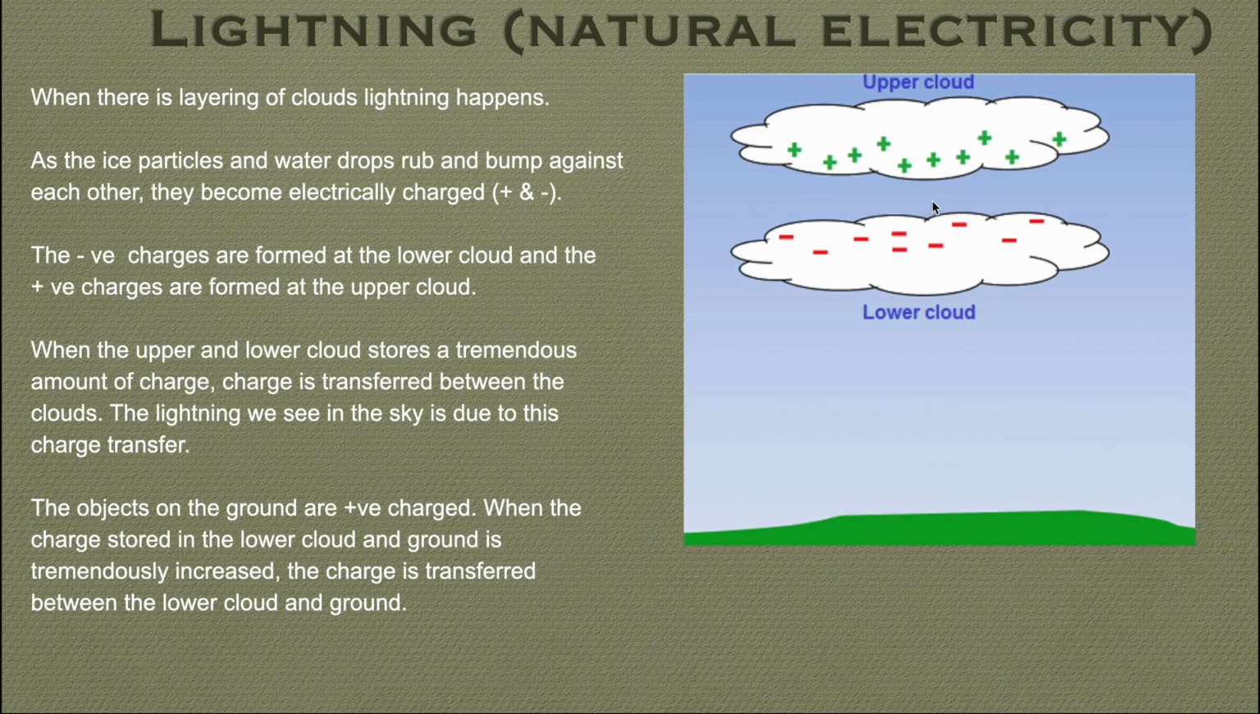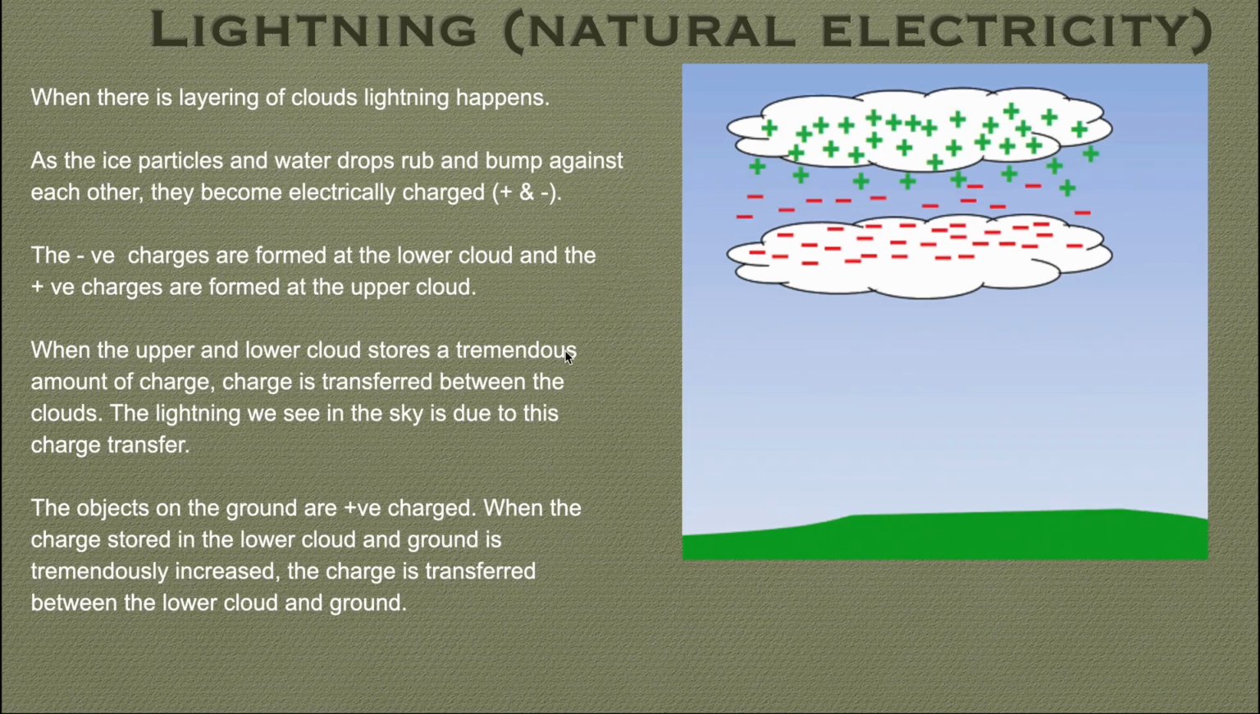When the upper and the lower cloud store a tremendous amount of charge, the charge has to be transferred, because we learned, remember, positives and negatives attract. The lightning that we see in the sky is due to this charge transfer, because positive and negative have to basically exchange. That's what causes the lightning.